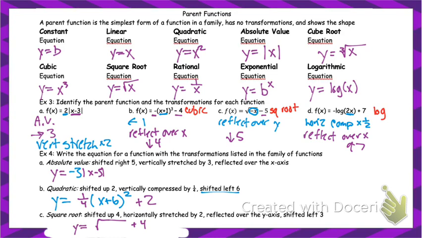So since this is being stretched horizontally, again, be careful, that needs to be 1/2. Because if I put 2, that's a compression, that is not a stretch. Since it's reflected over the y, I need that negative. And then since it's going left 3, I should have x plus 3.